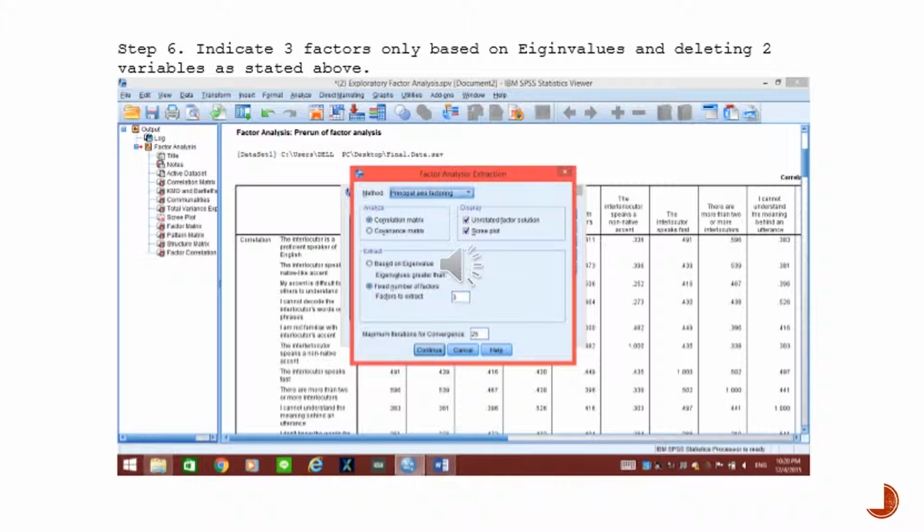Since we are not satisfied with the results of our first attempt based on the decision matrix, we need to do reanalysis of the data by deleting the 2 unreliable items. So in our second attempt, we still wanted to indicate 3 factors which are based on the pre-qualitative analysis of the items we've got, but we need to delete the 2 items that are unreliable in our first attempt.